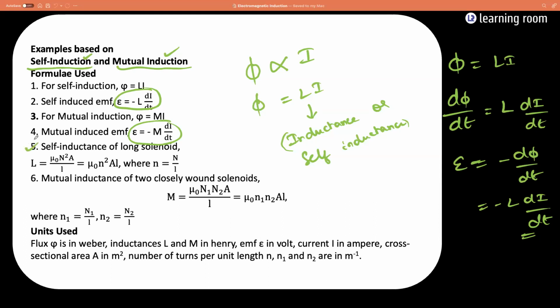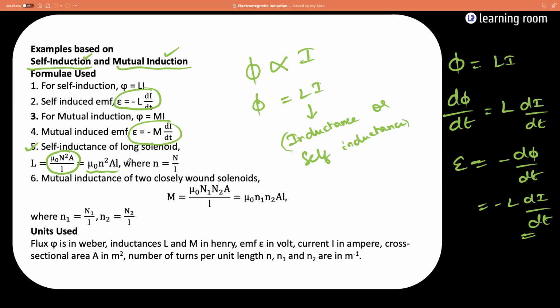Now the next question is, if I take a solenoid of length L and the number of turns capital N, then what is going to be the inductance in it? The inductance will be equal to mu naught N square A divided by L, or mu naught small n square A into L. Is that clear? So this one you remember: mu naught capital N square A divided by L, or mu naught small n square A divided by L.